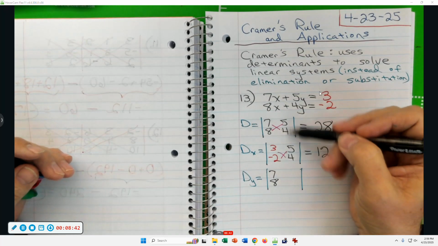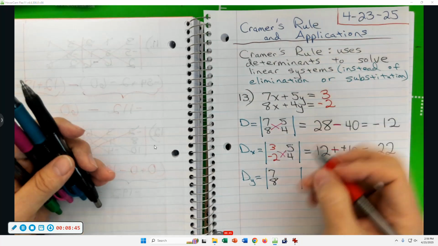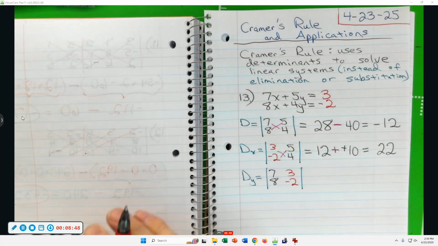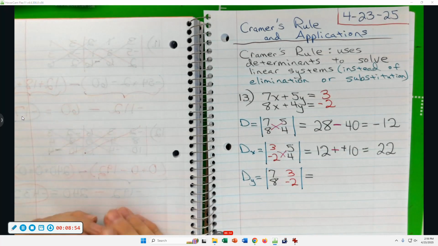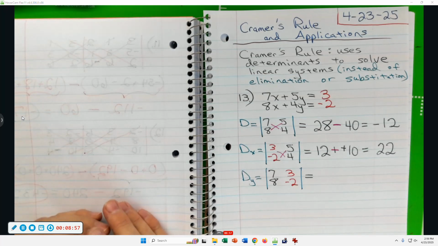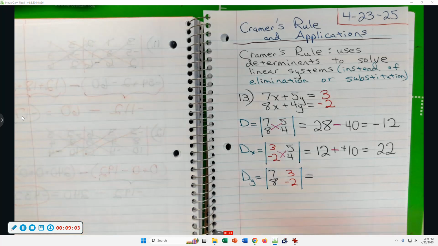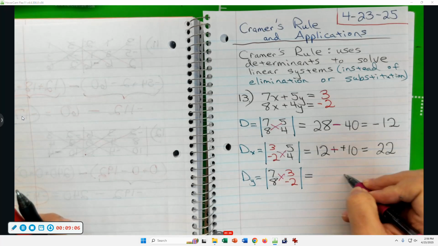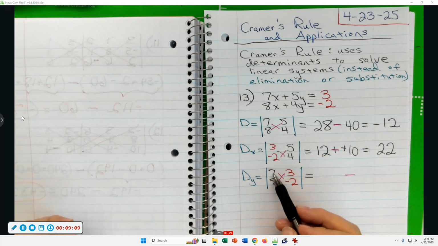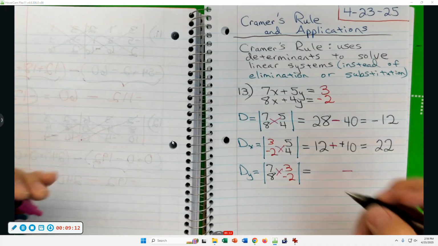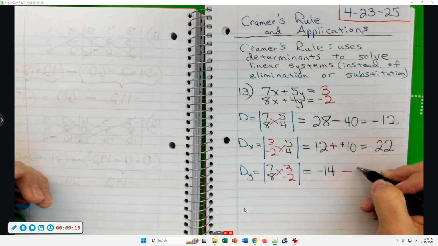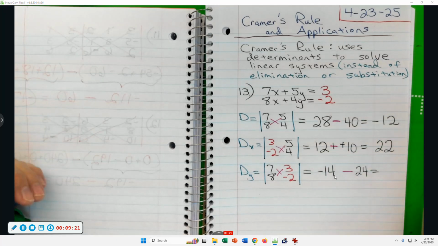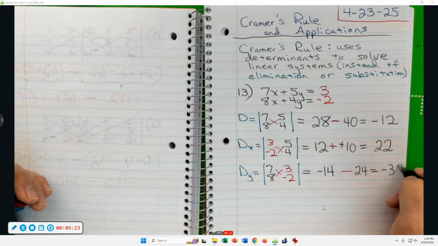X is back to 7, 8. The y column is 3 and negative 2. You're only replacing one column at a time. The other column, the one that's not being replaced, keeps the original values from the coefficient matrix. So we multiply, minus, multiply. 7 times negative 2 is negative 14, minus 24. Negative 14 minus 24 gives me a negative 38.